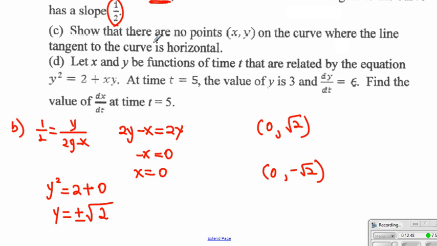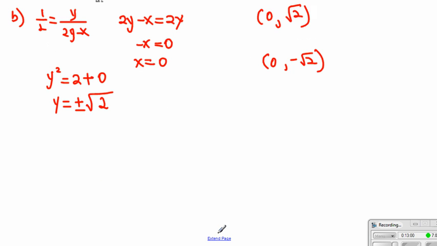Now, part C: show that there is no point x comma y on the curve where the line tangent to the curve is horizontal. That means horizontal means the slope y prime has to be equal to 0. That means y over 2y minus x.